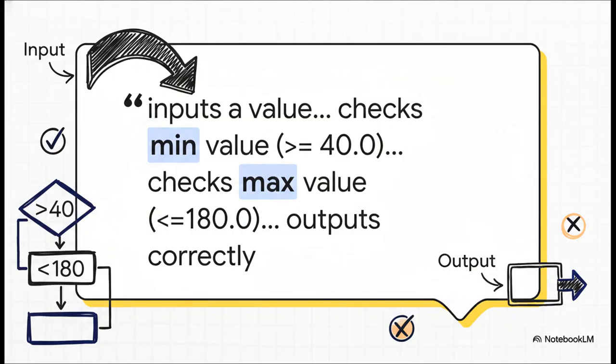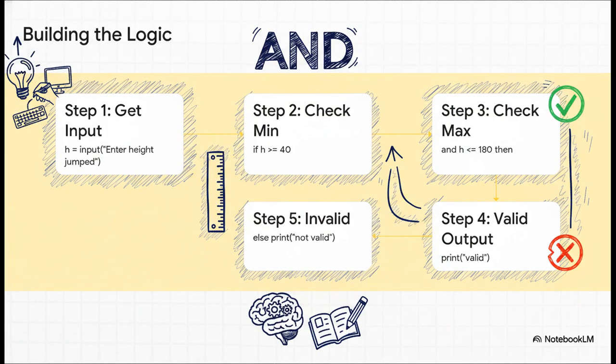And here you have it. This is the official checklist, right from the mark scheme. I've just simplified the wording a bit. 4 points, 4 marks. It's that simple. Our algorithm has to do these 4 things, no more, no less. It's got to take an input, check that it's greater than or equal to 40, check that it's less than or equal to 180, and then it has to print the right message. That's our blueprint.